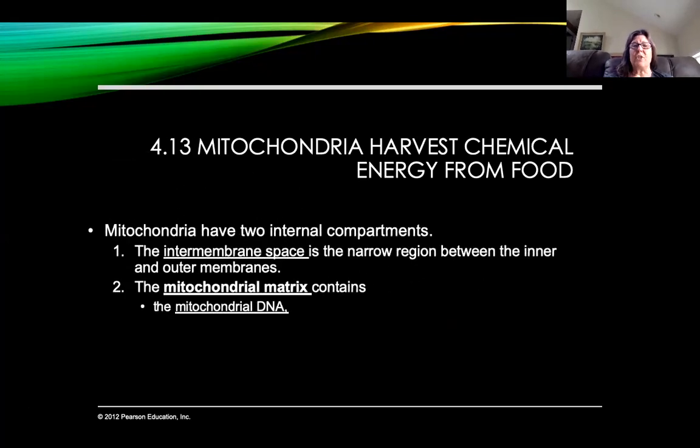The mitochondria have two internal compartments. They have what's called the intermembrane space, which is a narrow region between the outer and inner membrane. And it has what's called the mitochondrial matrix, which is the very inside of the mitochondria. Now, mitochondria also contain their own DNA. So remember how I said that most of the DNA is in the nucleus? Well, we do have DNA also in the mitochondria.